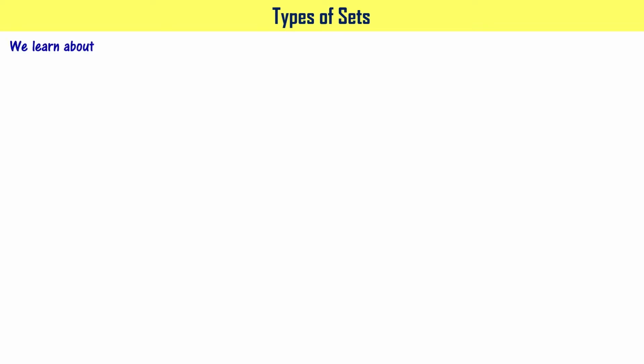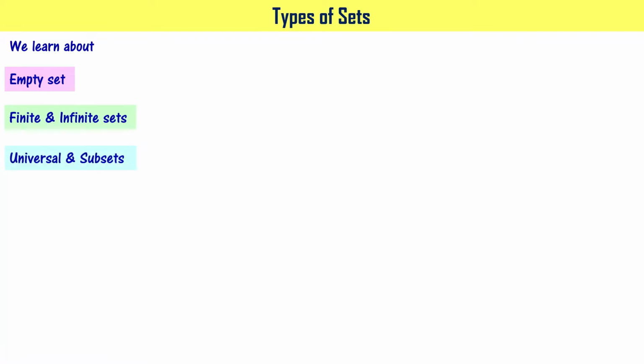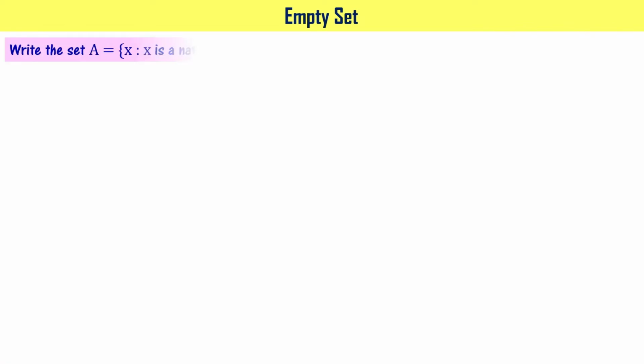In this video, we are going to learn about empty set, finite and infinite sets, universal and subsets, equal sets, and disjoint sets. Let us first start with empty set.